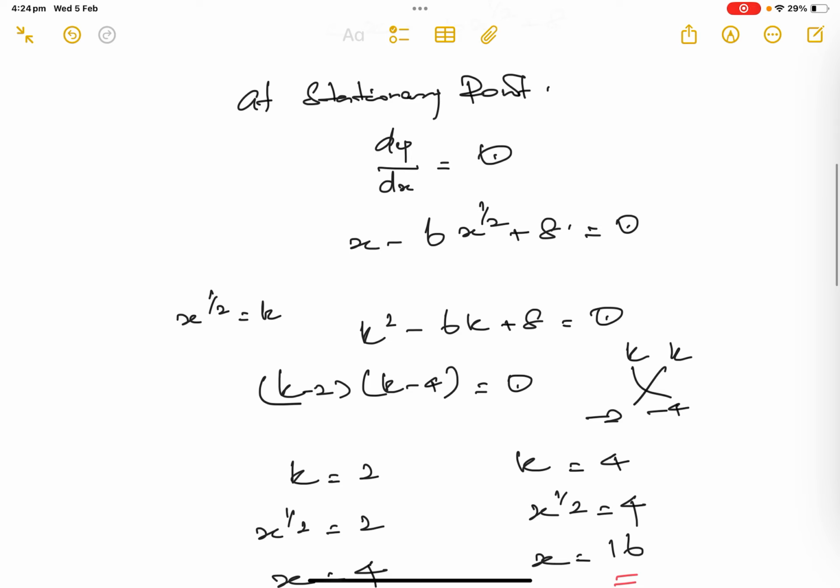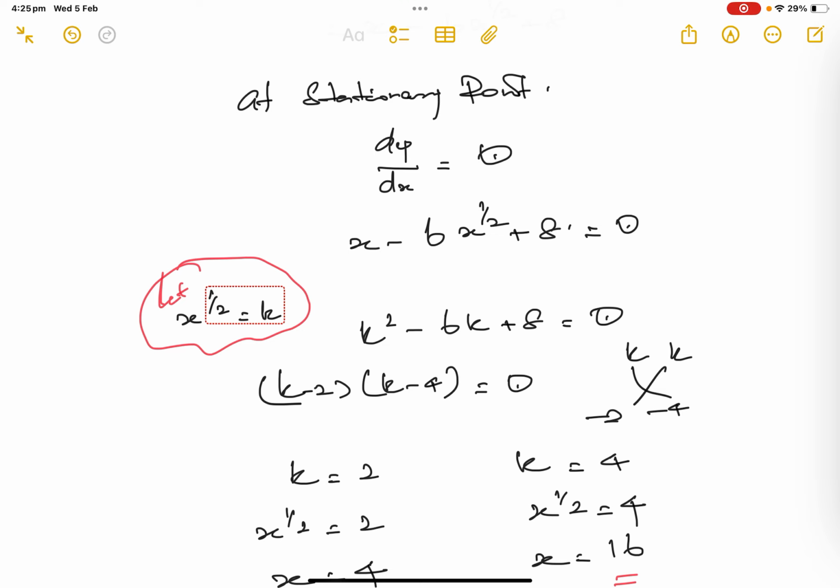If you look at this, it has x, x to the power of half, and a constant. So in other words, we can make this a quadratic equation. Let x to the power of half equal k. Therefore x equals k squared, giving k squared minus 6k plus 8. So now it is a quadratic equation in k.